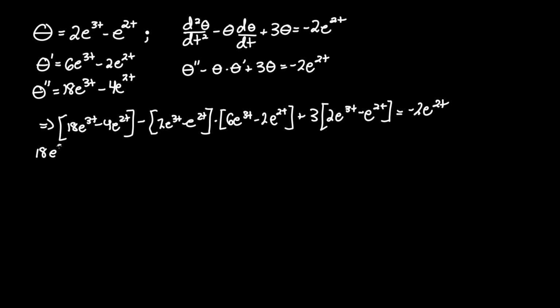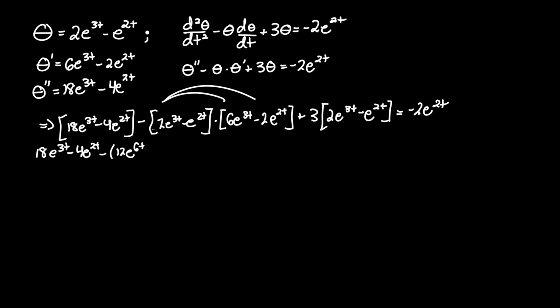So we've got 18e^(3t) minus 4e^(2t). We don't really change much there. And now we have to distribute the variables, and we can keep the negative out. We also have to be careful that whenever you're multiplying these exponential terms, you just add whatever's in the exponent together. 2e^(3t) times 6e^(3t) is 12. e^(3t) plus 3t is 6t.